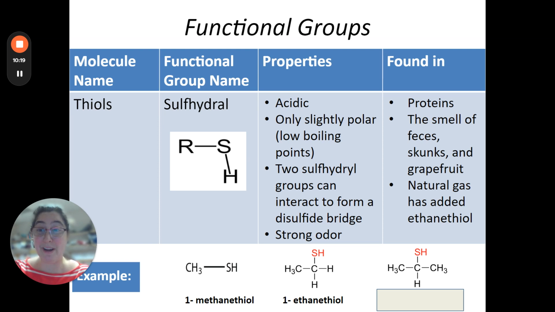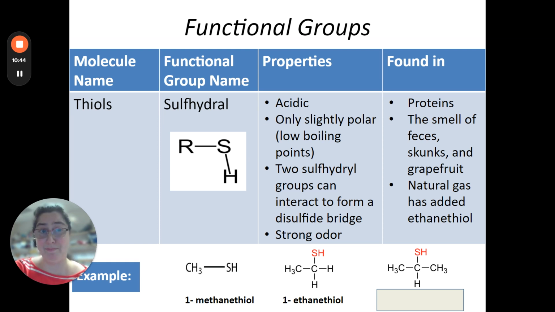Okay, almost done. We got thiols. Thiols are sulfur groups, sulfhydryl, SH. These are acidic. They're a little bit polar, but not a lot. The important thing here is that 2 sulfhydryl groups can attach together to form what's called a disulfide bridge, a 2-sulfur bridge. And these can be a really, really strong bond.